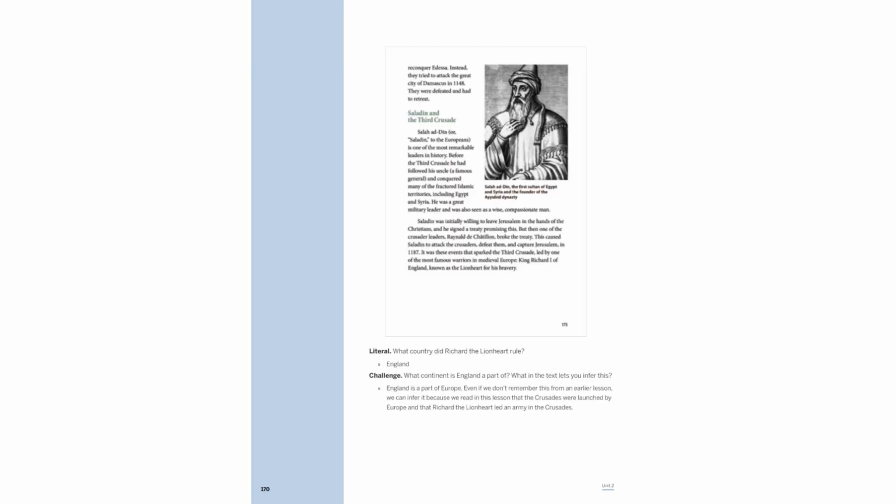Starting at age 13, they underwent rigorous training in archery, sword fighting, and horsemanship, honing their skills to become formidable warriors. Richard the Lionheart ruled England, a country in Europe. This is evident as the Crusades were initiated by European powers, with Richard leading an army. His leadership during the Crusades highlights the significant role England played in these historical events.